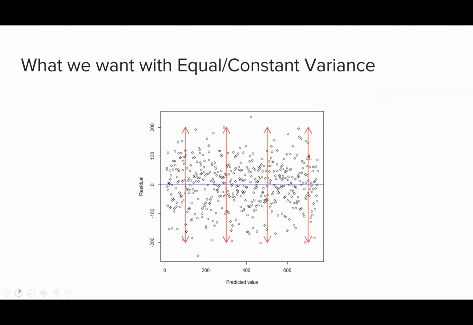What we want to see is something more like this, where you just see a random scattering of dots, roughly the same distance above and below this zero value as you go left to right. Essentially, what you want to see with a lot of these assumption graphs is something very boring. You don't want to see anything in it. When you look at this graph, you just see a bunch of dots in a box shape. Nothing really stands out.